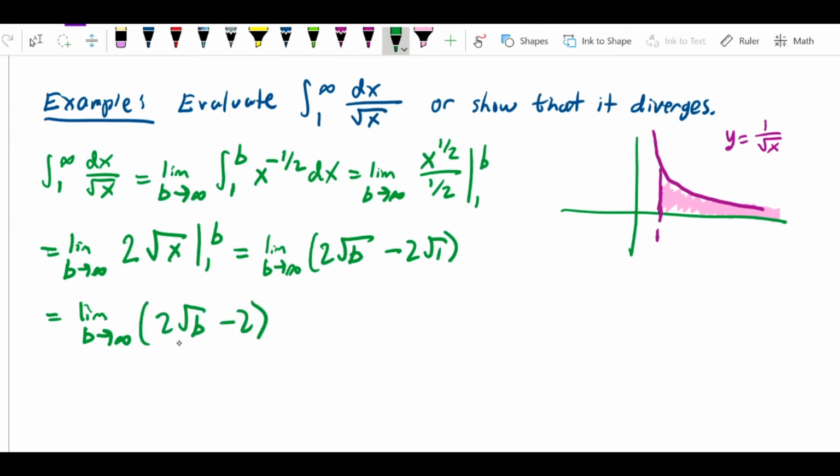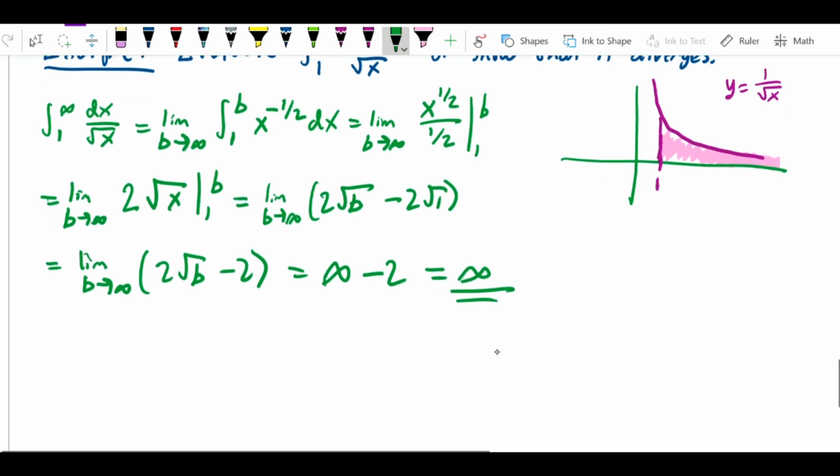Well, if we take the square root of b as b is approaching infinity, we just get infinity. So this is going to equal infinity minus 2, and infinity minus 2 is still infinity. So the limit comes out to infinity. That means that therefore, I think you've seen me use this symbol before, the 3 dots in a triangle means therefore in mathematics. Therefore, the limit does not exist, so the integral from 1 to infinity of dx over root x diverges.